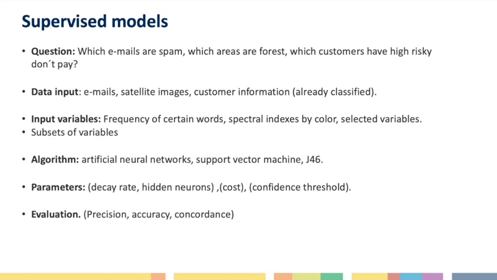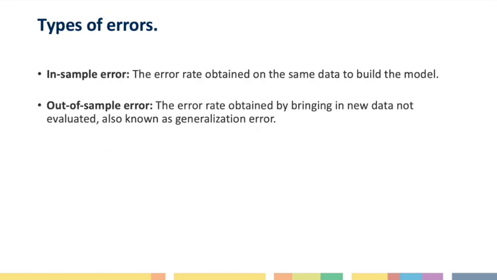And for the evaluation, we have to be able to measure the performance. How can we differentiate a good from a bad model? So we've got to have a criterion for that. It can be precision, accuracy, and concordance. These are some of the indicators that we're going to see afterwards.